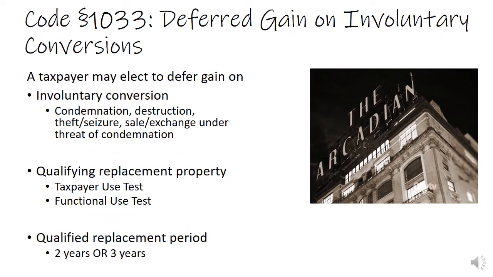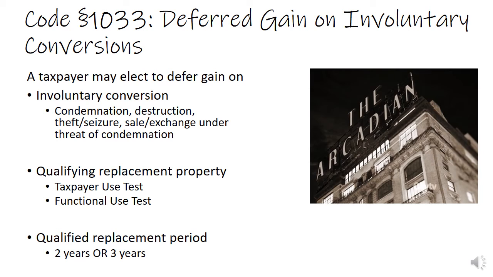Now, another class of property wherein a taxpayer can defer the gain involves involuntary conversions. This is an economic transaction resulting from condemnation of property, destruction of property, theft or seizure of property, or sale or exchange under threat of condemnation. Under some of these circumstances, the insurance company pays the taxpayer. In others, the government pays the taxpayer to forcibly take an asset. This is a transaction that the taxpayer didn't see coming.